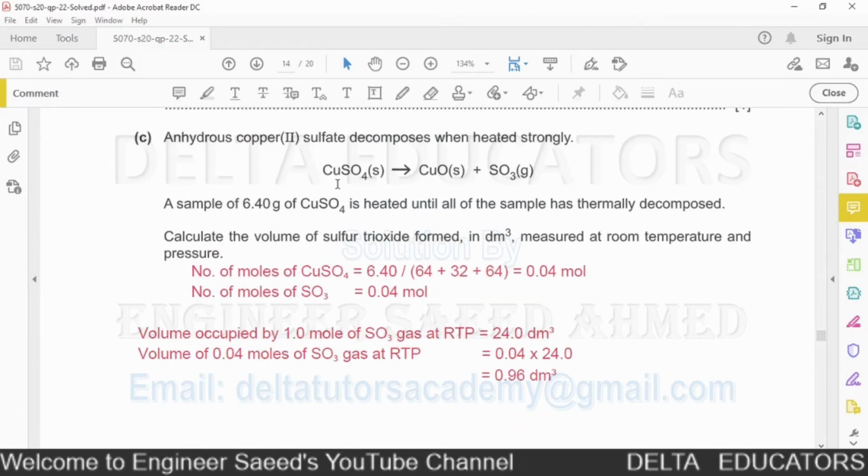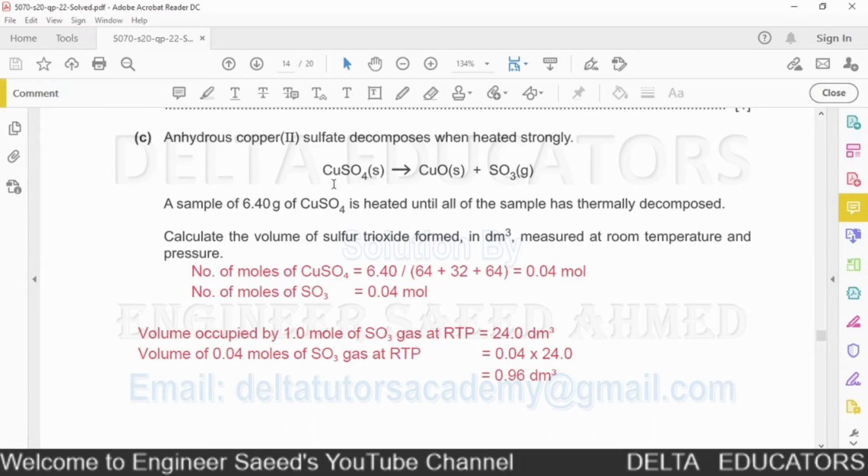Part C. Anhydrous copper sulfate decomposes when heated strongly. A sample of 6.4 gram of copper sulfate is heated until all the sample has thermally decomposed. Calculate the volume of sulfur trioxide formed in decimeter cube measured at room temperature and pressure. First we will calculate the number of moles of copper sulfate. To calculate the number of moles of copper sulfate, we have a formula mass over molecular mass. The mass of copper sulfate is given 6.4 gram.